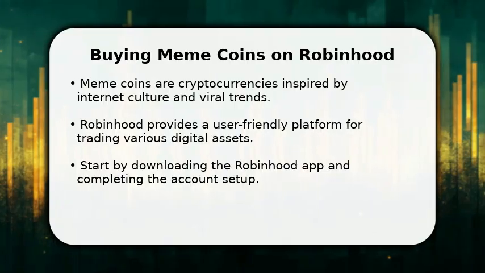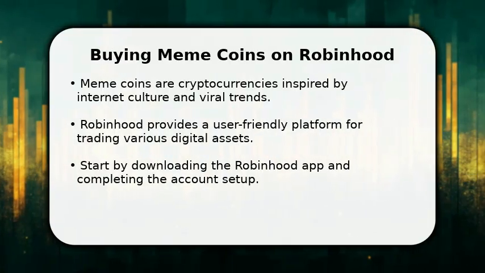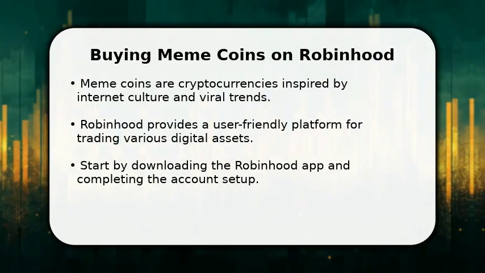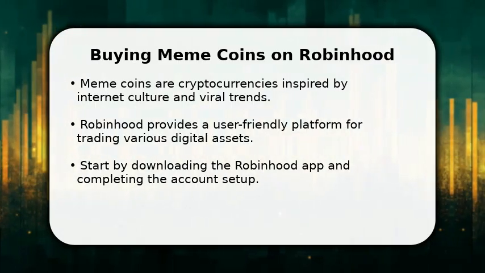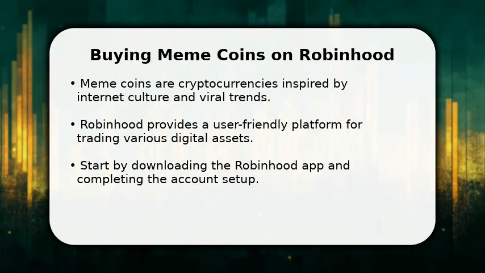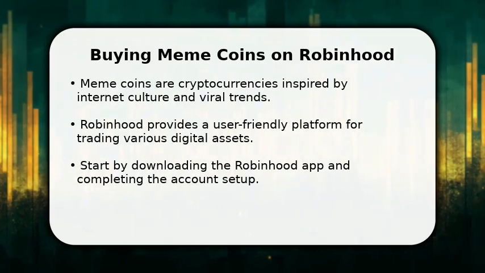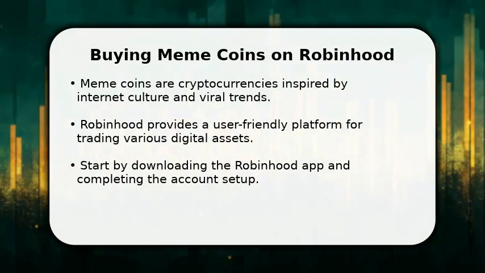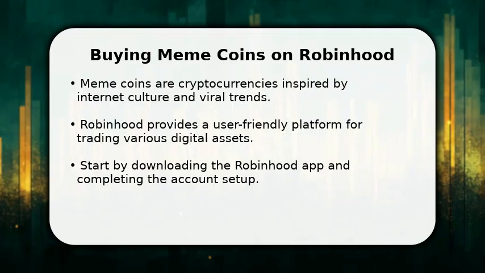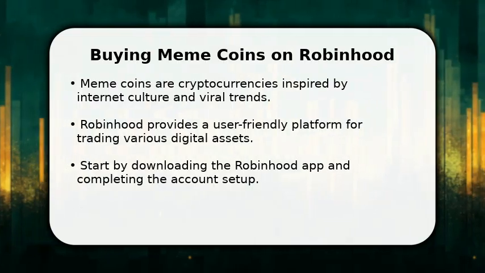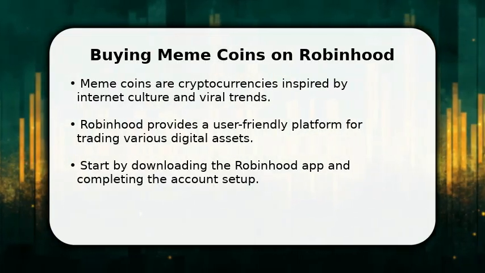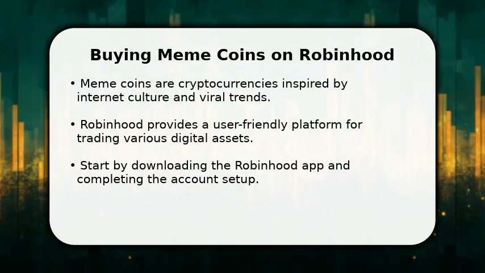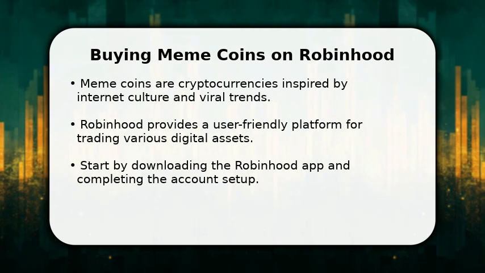In this video, I will explain how to buy meme coins on Robinhood. First, you'll need to open a Robinhood account. Download the app or visit their website to begin the sign-up process. You'll provide personal information like your name, address, and social security number for verification. This is a standard procedure for financial platforms. Once submitted, Robinhood will review your application, which usually takes a few minutes to a few business days. After approval, you're ready for the next step.